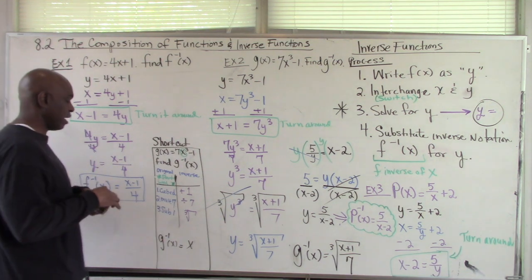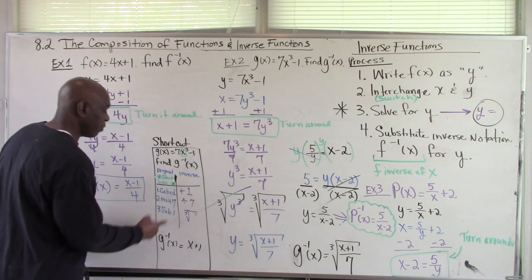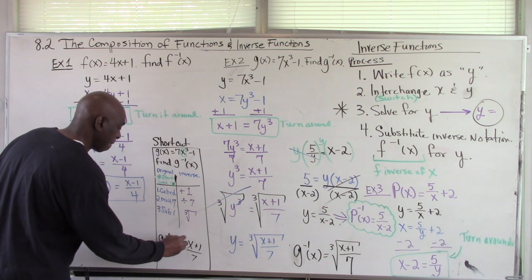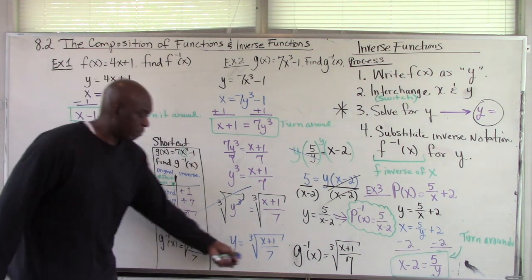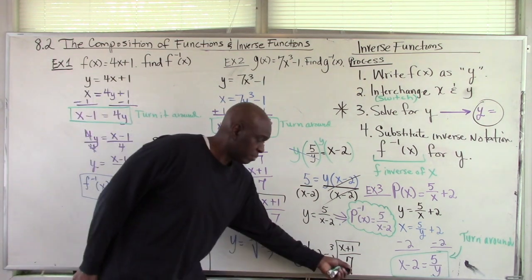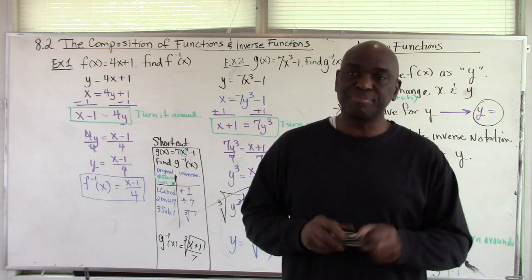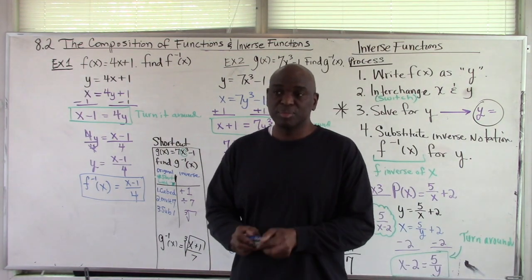So to x we have to add 1. Then we have to divide by 7. Then we have to cube root it. And there you go. The exact same thing. Okay. That's going to do it for 8.2. So there you have it.